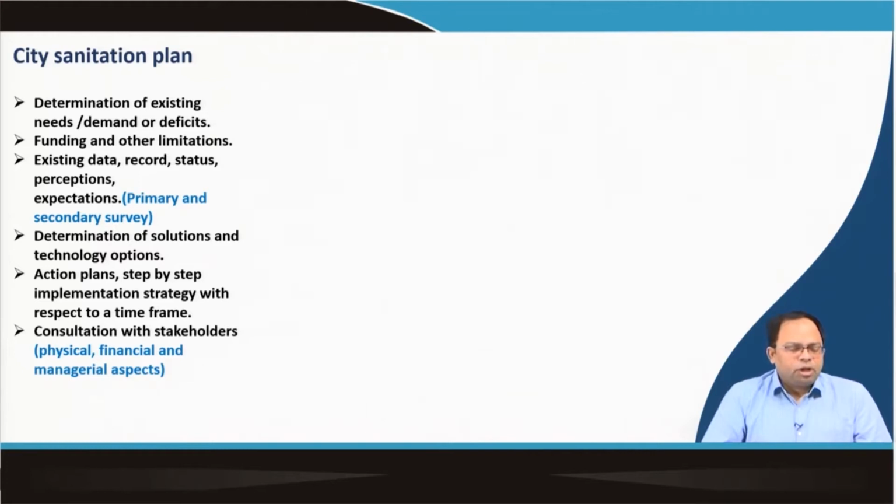And determination of solutions and technology options, that means which is the appropriate technology for a particular place. There could be multiple solutions in terms of technology, so which one to choose from. And then an action plan, a step by step implementation strategy with respect to time frame. So, this needs to be sorted out: what comes first, which zone has to be taken care of first, which treatment unit should come first, everything like that. Then take the stakeholders into confidence, that means consult with all the stakeholders and then propose your plans.